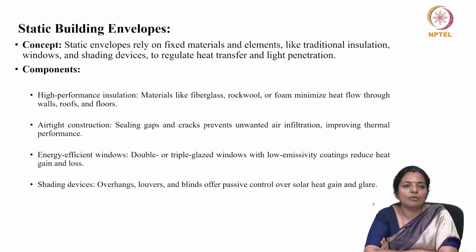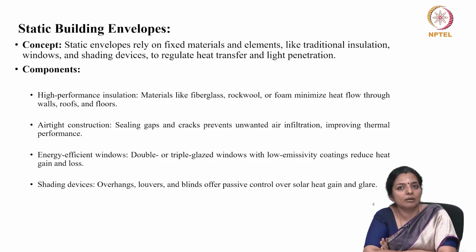It comprises of high performance materials in the form of probably insulation to avoid infiltration, like fiberglass or rock wool or foam, and it minimizes heat flow through the walls, roofs and floors. Now, airtight construction is done by sealing the gaps and cracks, and it prevents unwanted infiltration, and therefore the thermal performance gets improved.